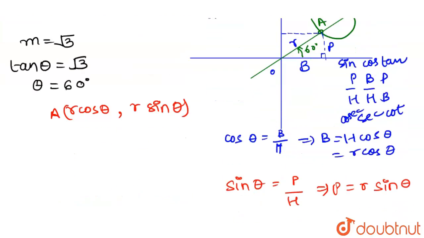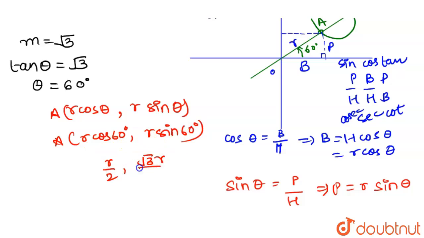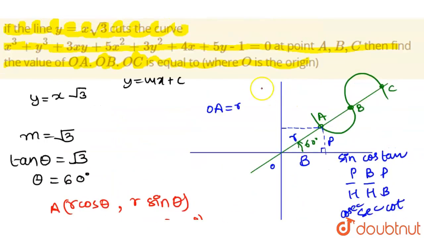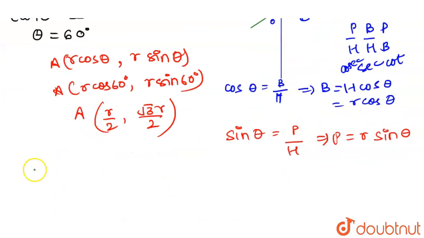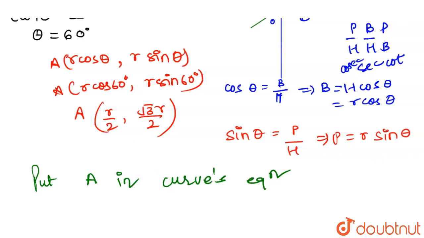We know that theta is 60 degrees, so we can say that the point is R cos 60 and R sine 60. R cos 60 will make it R by 2 and this will make it root 3 R by 2. So this is our first point, R by 2 and root 3 R by 2. Now we know that this point lies on the curve, so we can just put this point A in the curve's equation.